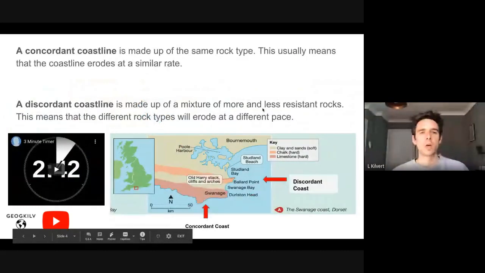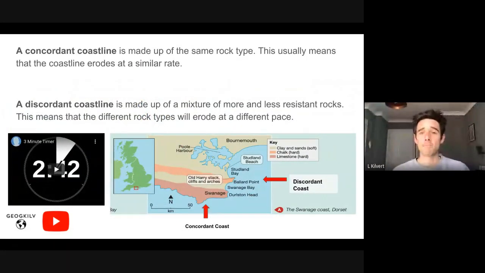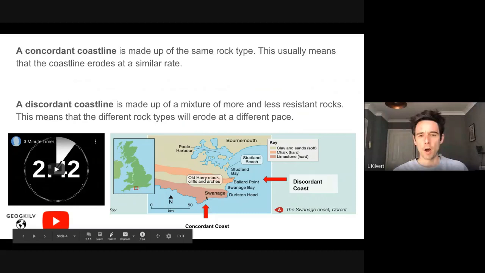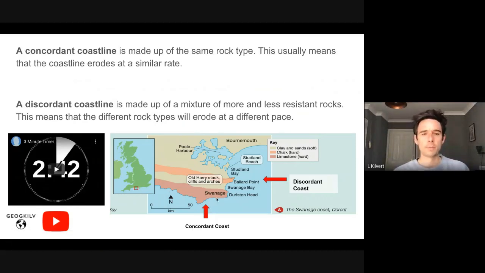I've said that a concordant coastline is made up of the same rock type, and this usually means that the coastline erodes at a similar rate. So again, we're looking at this band of hard rock that you can see down here of limestone towards the south of this piece of coastline in Dorset. Whereas a discordant coastline is made up of a mixture of more and less resistant rocks. And this means that the rock types will erode at a different pace, with the less resistant or the soft rock eroding much quicker. Now, I've put a timer into my slide deck today.